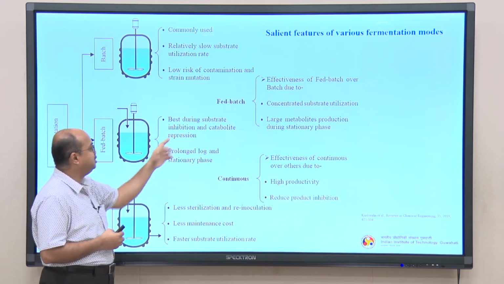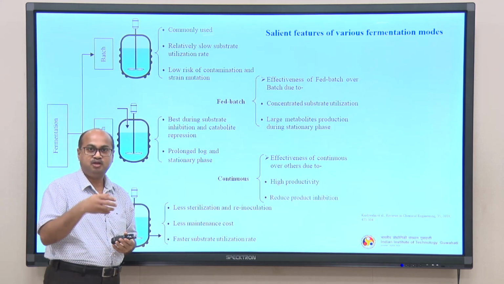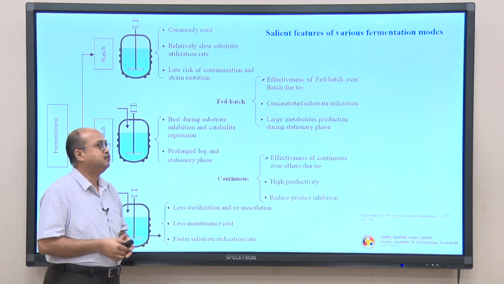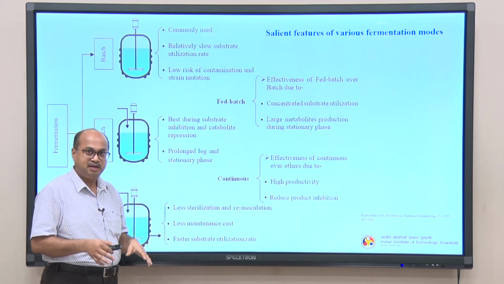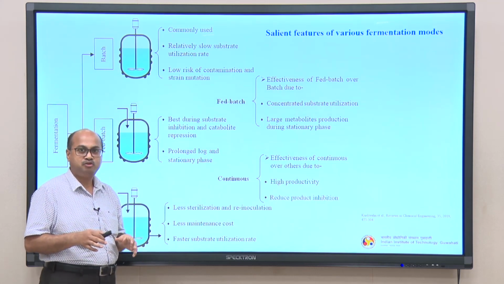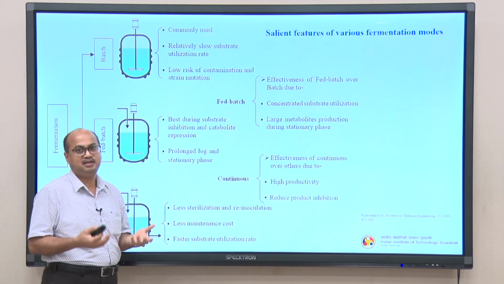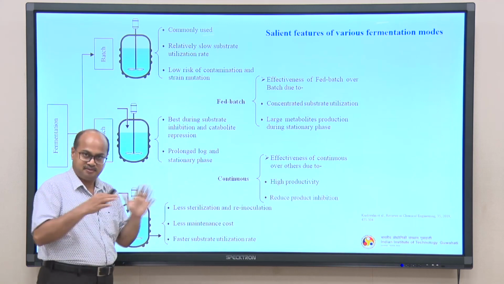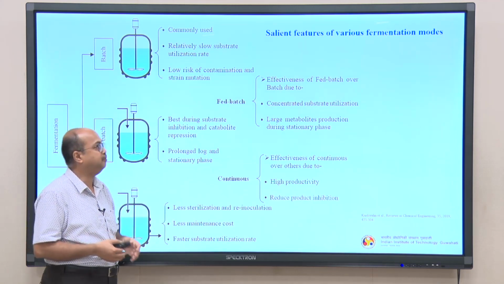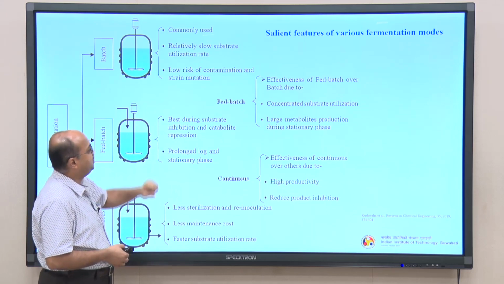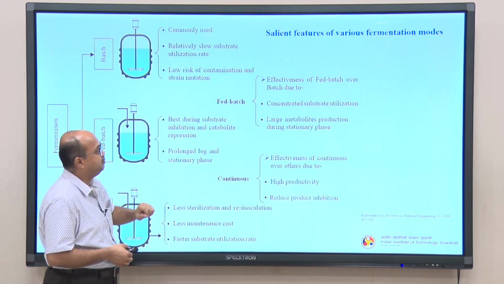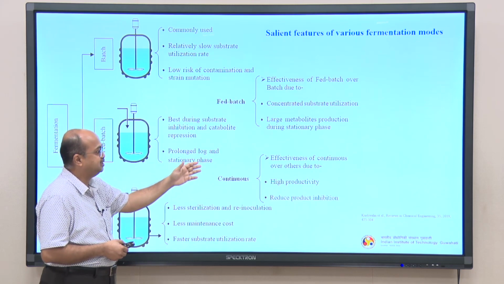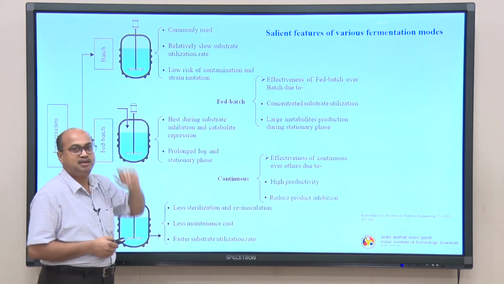In the fed batch, it is best during substrate inhibition. When there is substrate inhibition, you feed a little more, the dilution factor inside the fermenter increases, and it will dilute the inhibitory products, so that they no longer serve as inhibitory substances. It also prolongs the log and stationary phase of the microorganism growth. So, when you compare fed batch with batch, we can say fed batch is more effective due to concentrated substrate utilization and large metabolite production during the stationary phase. These are the advantages of fed batch over batch respectively.